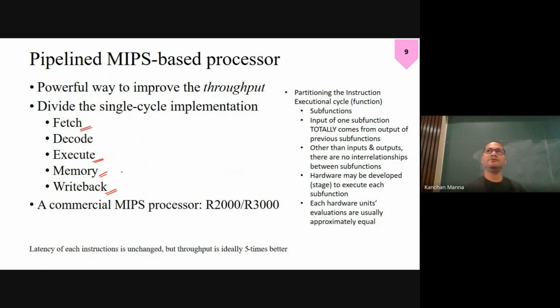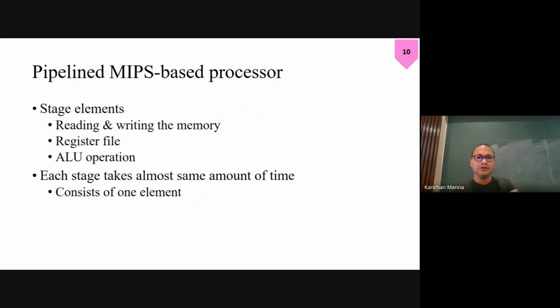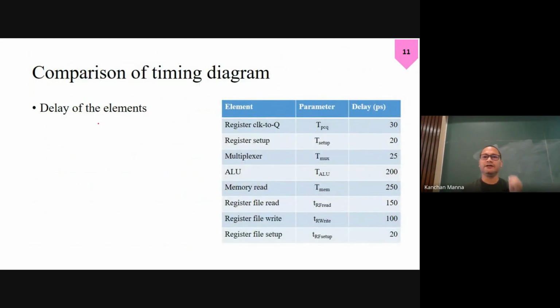Now we have to distribute the components that we just discussed, like memory, in such a way that they take almost equal amount of time. So let's see these different components. You see in the fetch stage we need the memory, and this is 250 picoseconds. Similarly, the register file, you can see it takes this amount of time.